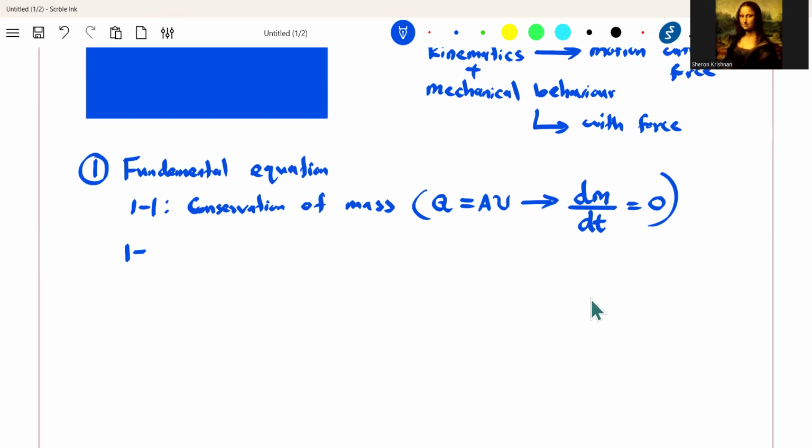Next, the second one is the principle of momentum.